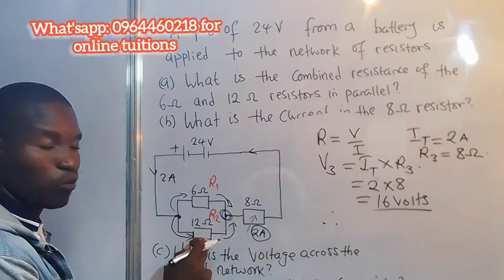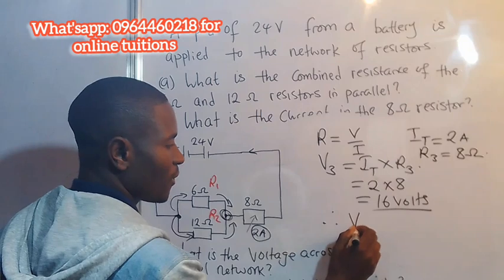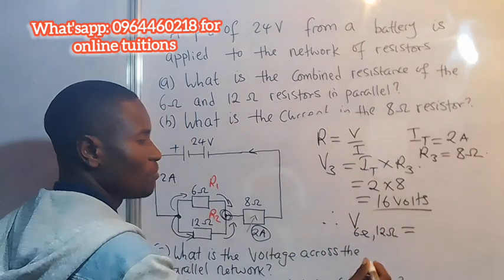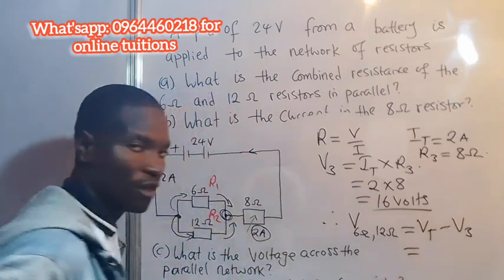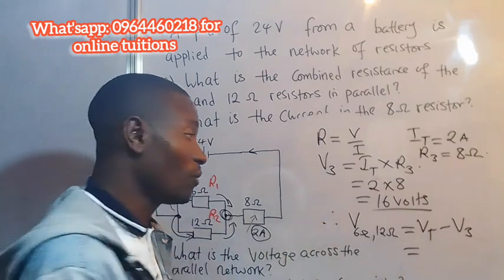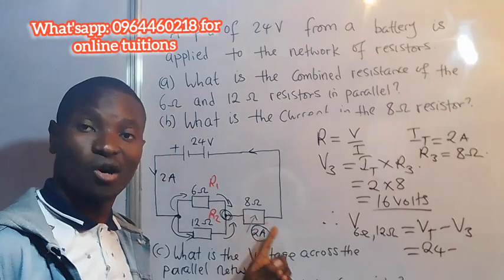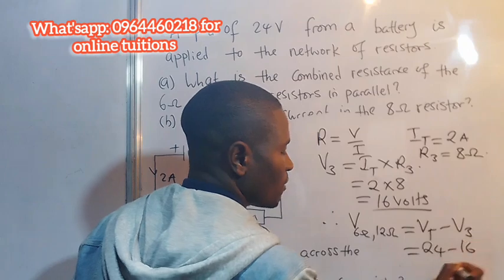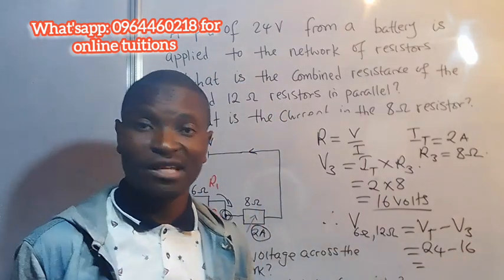So therefore, the voltage across the 6 ohm and the 12 ohm is going to be the total voltage minus the voltage at 3. So the total voltage, that is 24, minus the voltage at the 8 ohm resistor, and that is 16. So now 24 minus 16 will give me 8.